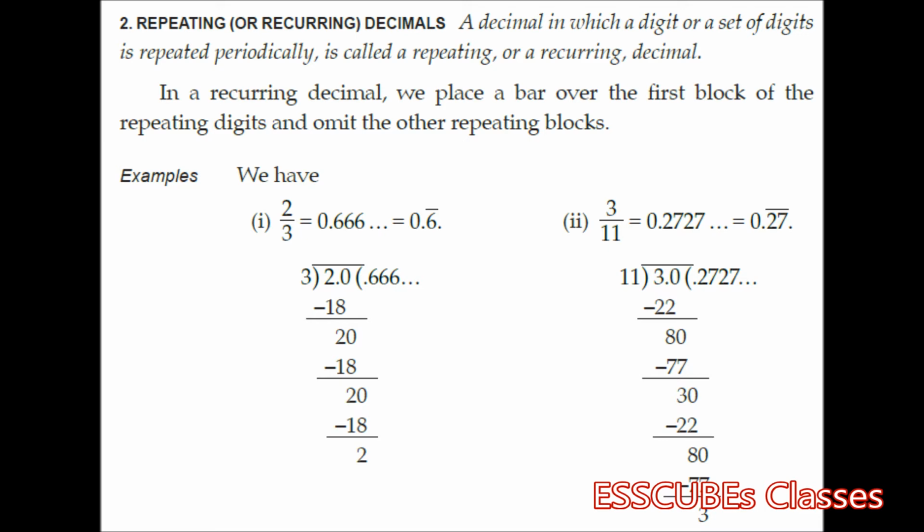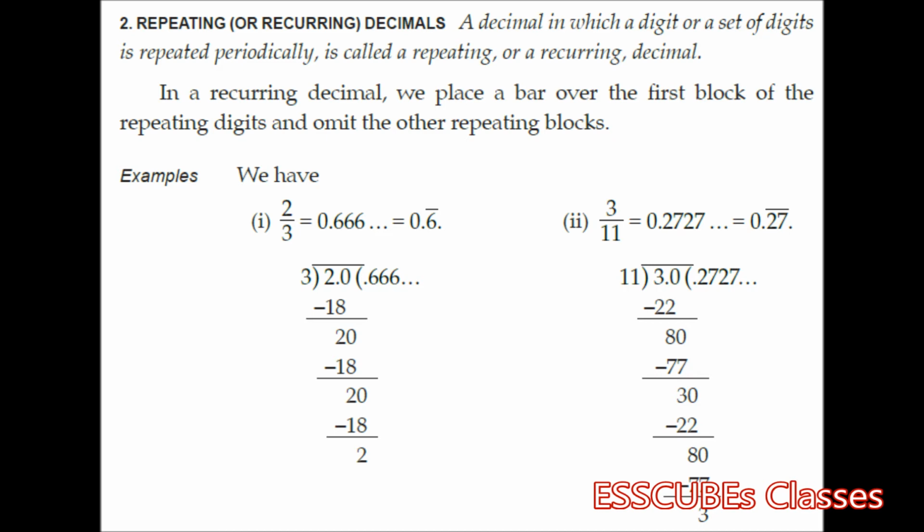So what is 2 by 3? On division, we find that it is 0.66666, and it goes on. Since 6 is getting repeated again and again, I put it as 0.6 with a bar over 6, as 6 is repeated. But if I get another number, 3 by 11, which on division yields 0.27, 27 and 27 dot dot dot, then since 27 is the block which gets repeated, I would put it as 0.27 bar.